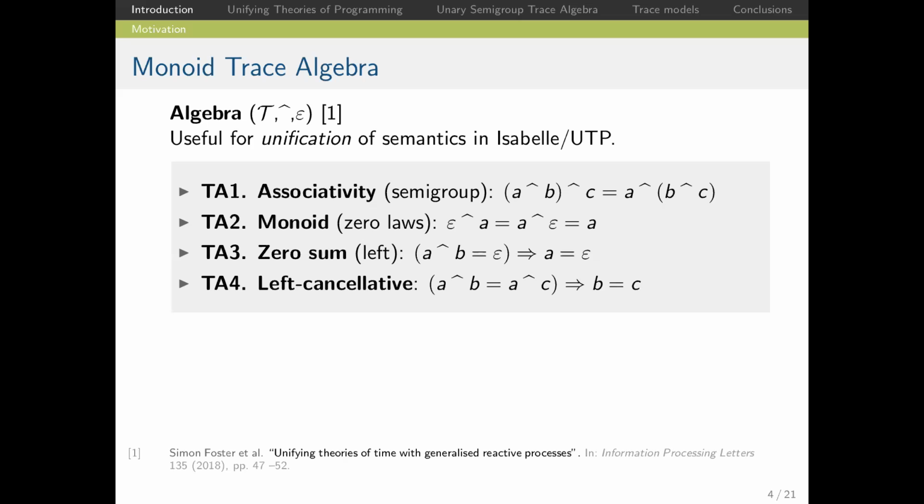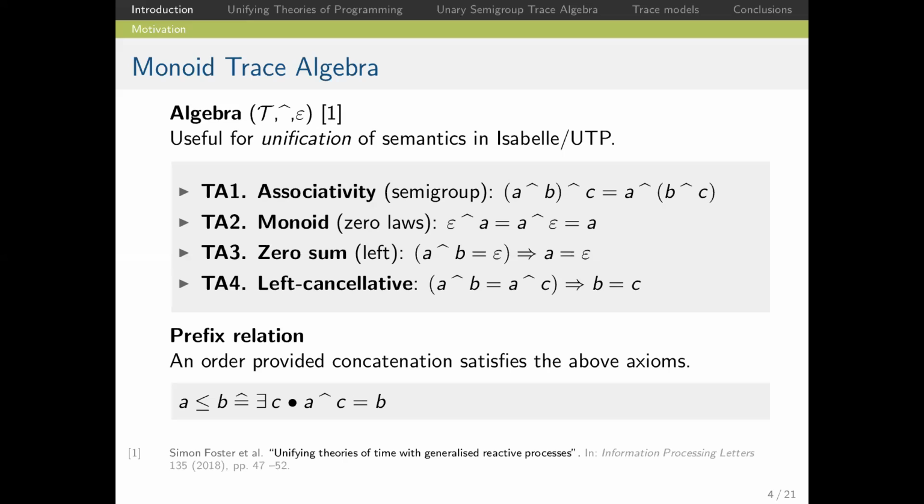Really the insight from my colleague was that for several of the theories we are interested in in UTP, the prefix relation can be defined in a generic way. So provided that concatenation satisfies these four axioms, then the relation is an order. However, this is not entirely adequate if you want to capture theories where your trace structure has a prefix relation that is a pre-order.